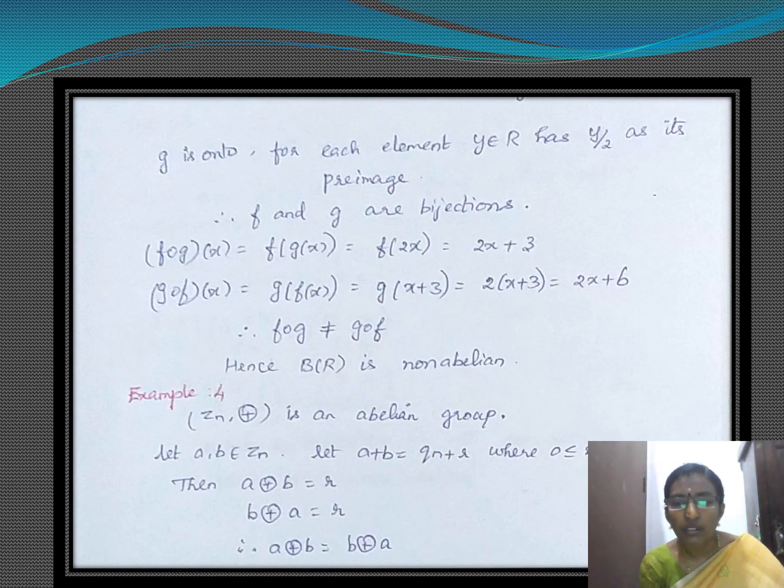Then, example 4. Zn, plus circle is an abelian group. Let a, b belong to Zn. Let a plus b equal to qn plus r, where 0 less than or equal to r less than n. Then a plus circle b equal to r, and also b plus circle a equal to r, because both a plus b and b plus a equal qn plus r. Hence, both the values are equal. That is, a plus circle b equal to b plus circle a. Hence, Zn, plus circle is an abelian group.